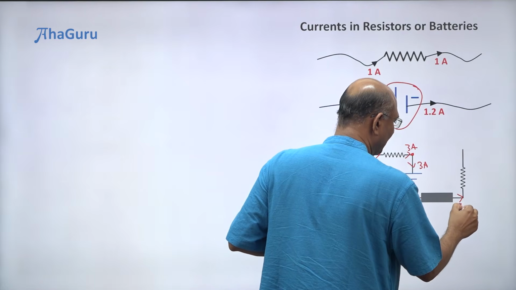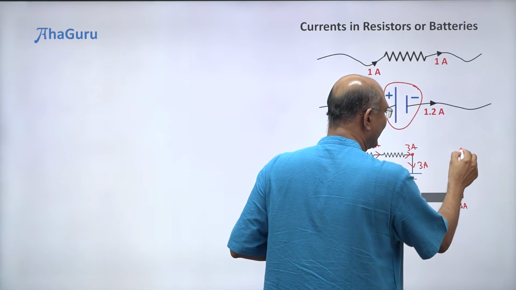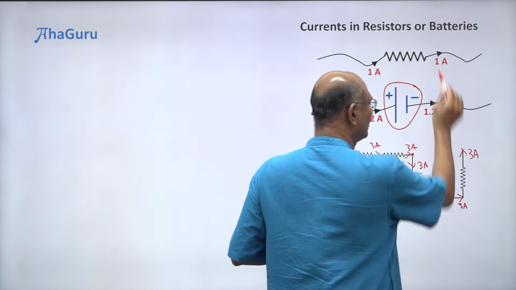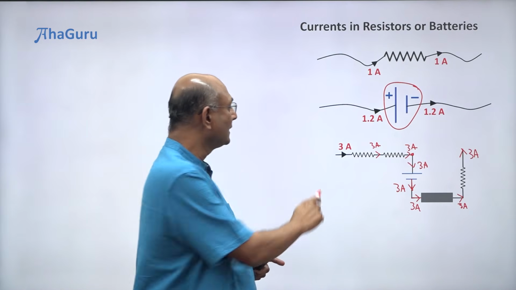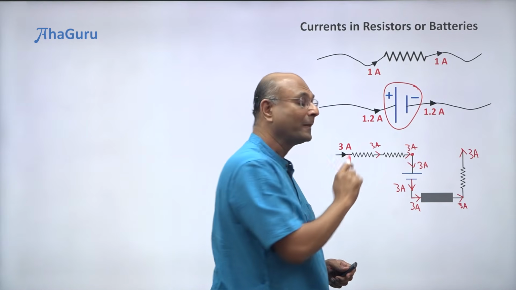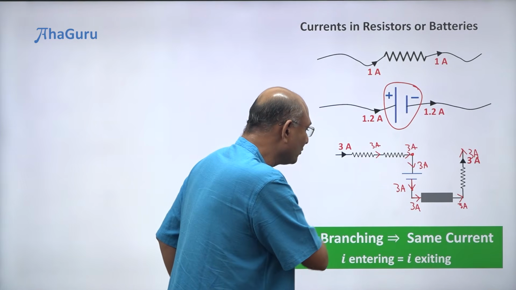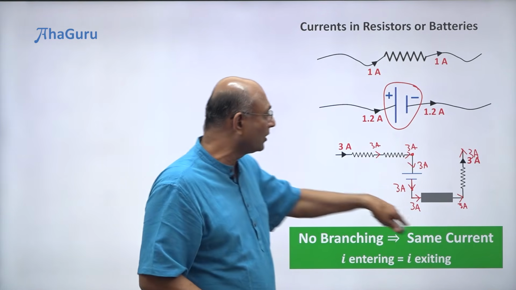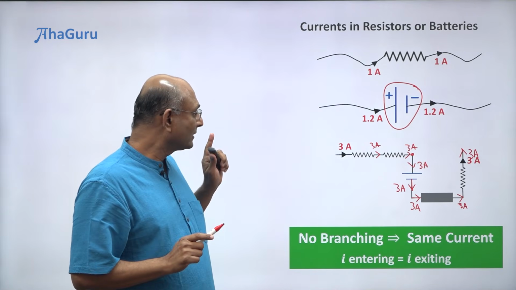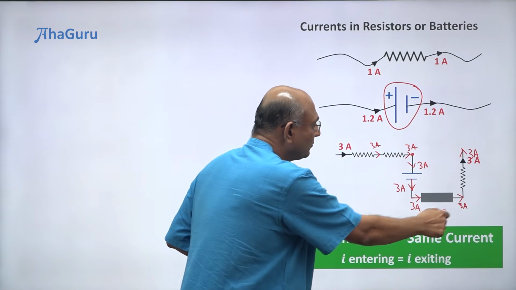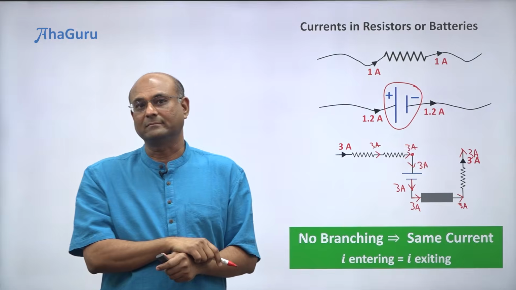3 amperes must come out of the black box and it will travel out like that, and the current going out of this resistor is 3 amperes. Basically, there is no branching. Whenever there is no branching, then you can conclude that you must have the same current throughout. Okay? So the current entering must be equal to the current exiting.